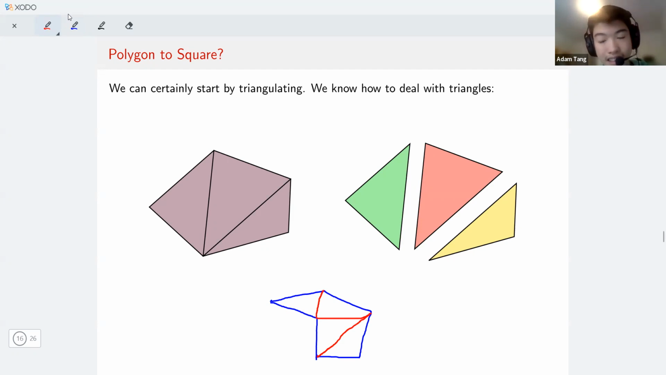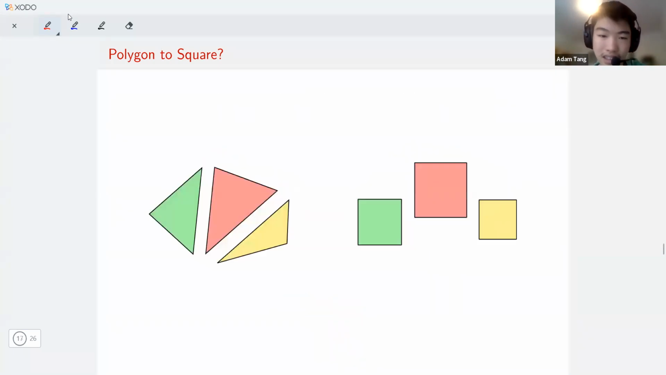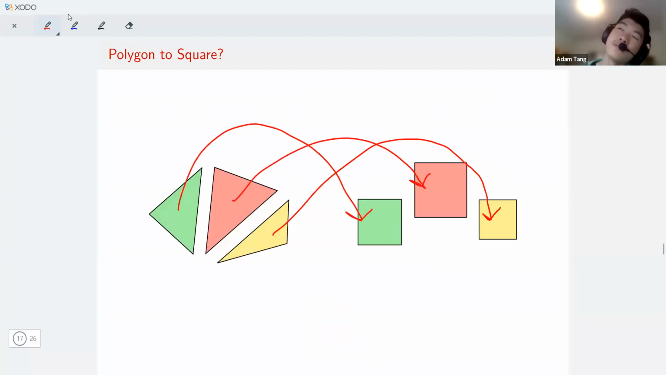And what you end up with is a bunch of triangles. And you know what we can do with triangles? We can turn them into squares. So we simply turn each triangle into its own square. So we can almost turn a polygon into a square. What we're doing is turning the polygon into triangles into squares. But usually if the starting polygon is not a square or a triangle, we're going to end up with more than one square, depending on how many triangles we cut the original polygon into, which is more than one. So now we end up with a lot of squares.